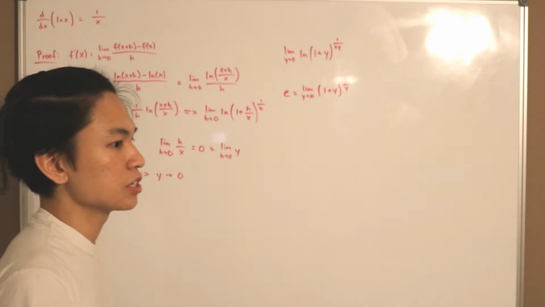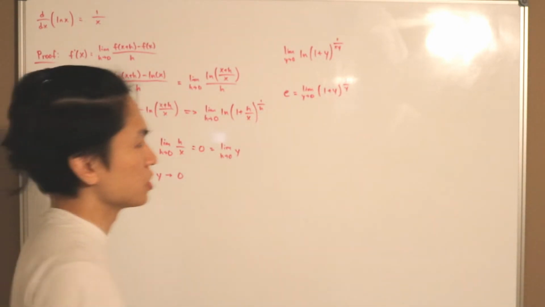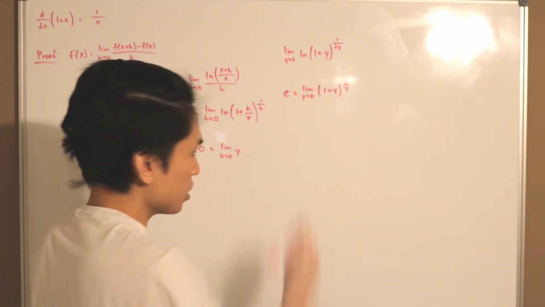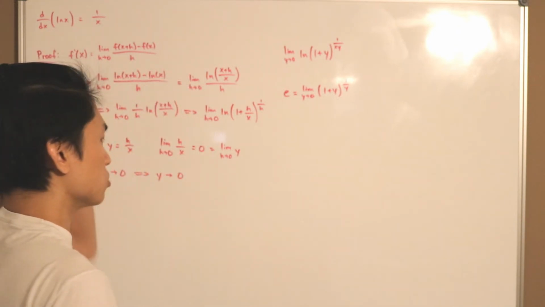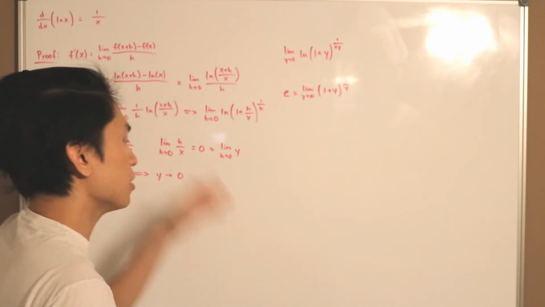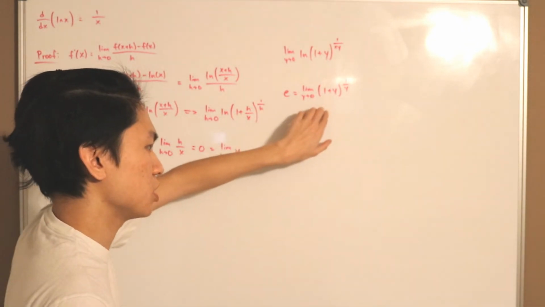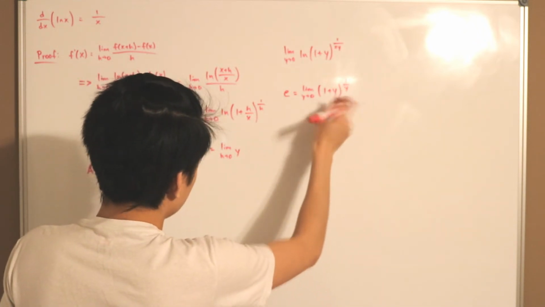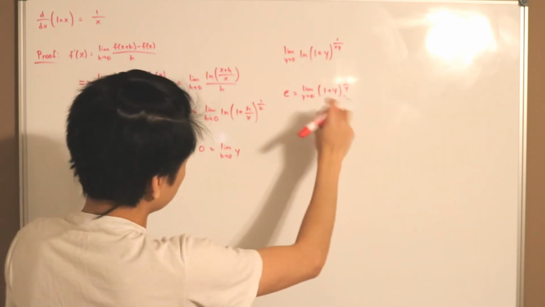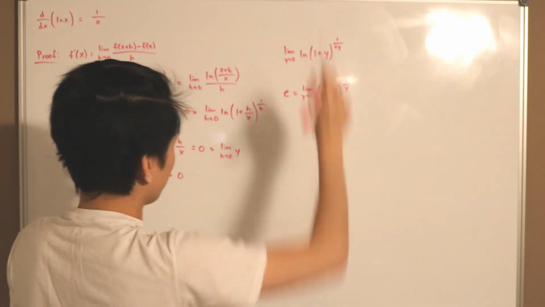I'm not really going to go into detail with why this is true. Just note that when you're trying to prove the derivative of the natural log using the definition of a derivative, this is an important key to use as we proceed forward. So we're going to be using that: e is equal to the limit as y approaches 0 of (1 plus y) raised to 1 over y.